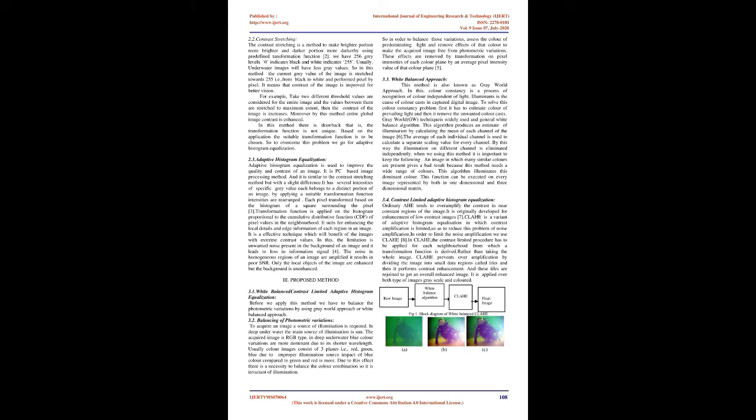The transformation function is applied on the histogram proportional to the cumulative distributive function, CDF, of pixel values in the neighborhood. It suits for enhancing the local details and edge information of each region in an image. It is an effective technique which will benefit images with extreme contrast values. In this, the limitation is unwanted noise present in the background of an image, and it leads to loss in information signal. The noise in homogeneous regions of an image is amplified, which results in poor SNR. Only the local objects of the image are enhanced but the background is unenhanced.